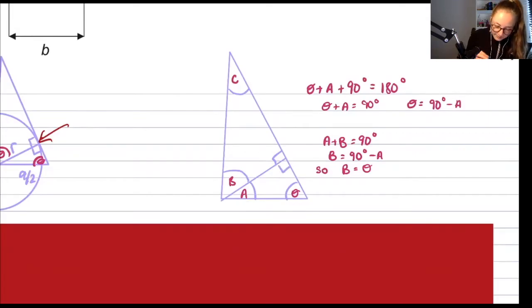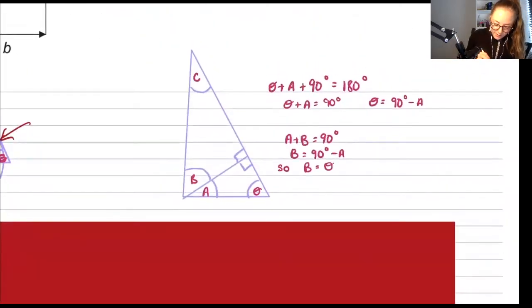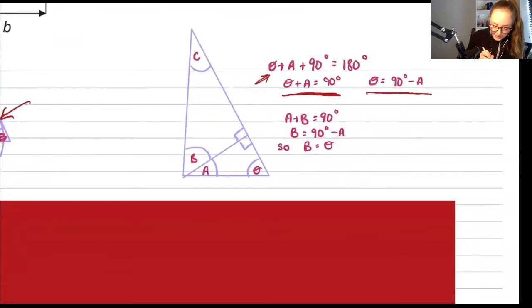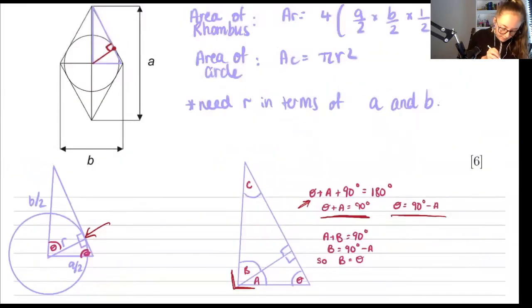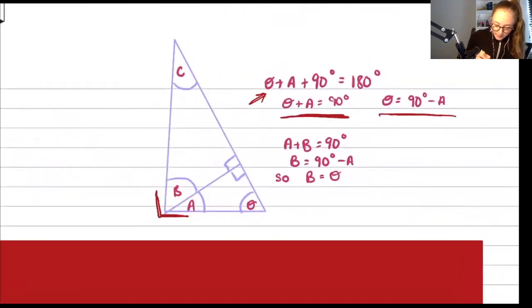And then I rearranged this equation to get theta plus A is 90, and then theta is 90 minus A. And then using this corner here, we know that the total of the corner is 90 degrees because it's a right angle triangle. So we can say that A plus B is equal to 90. And then if we rearrange this, we can see that B is 90 minus A, which is the same as what we have up here. So B is also theta.